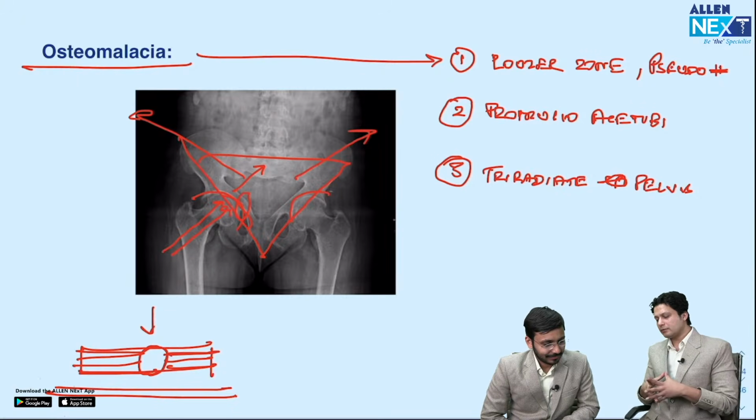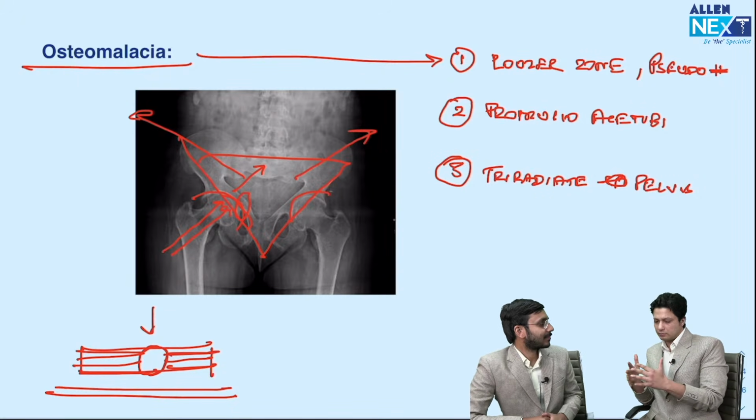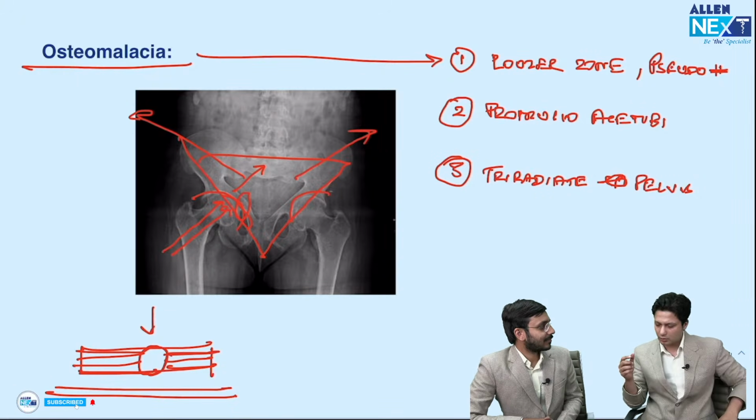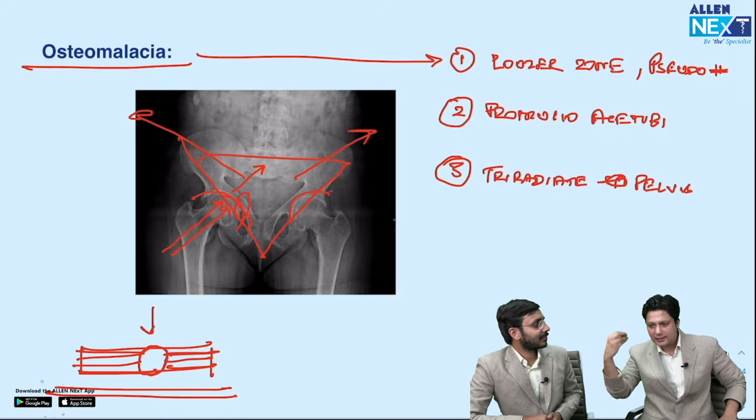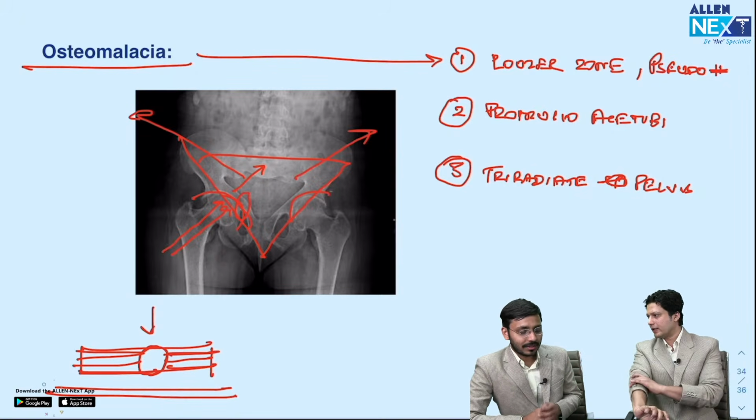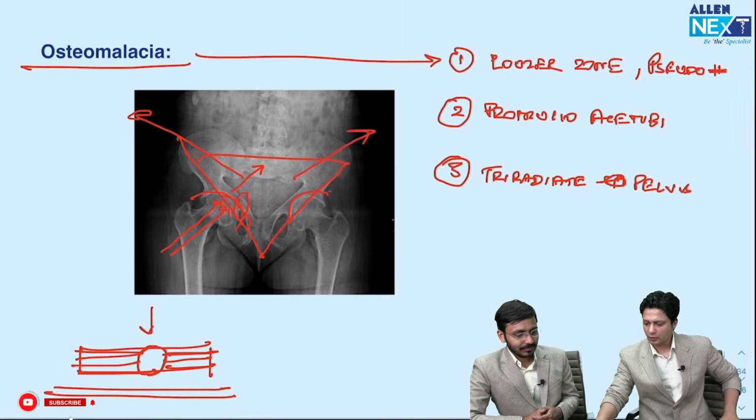This can also be considered similar in appearance to champagne glass pelvis, but the term champagne glass pelvis is specifically given in case of achondroplasia. So this is how osteomalacia X-rays are.